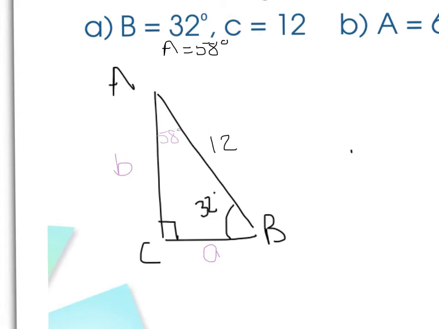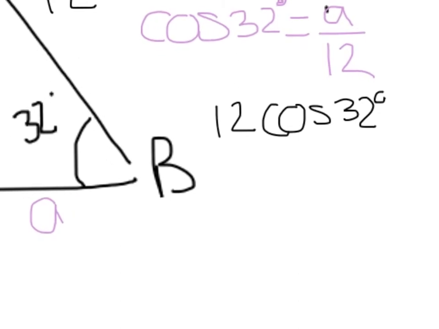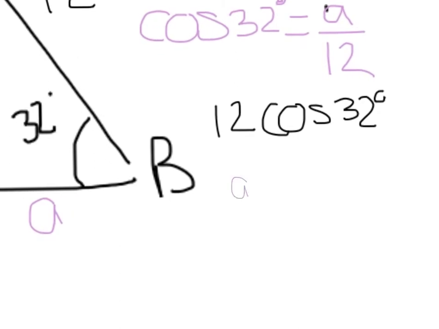Let's start with cosine, and we'll use angle B, which is 32 degrees. So cosine of 32 degrees equals adjacent over hypotenuse. Notice that we're in degree form, and now we need to use our calculator, multiply both sides by 12. 12 cosine 32 degrees, put that into your calculator, and we get a. After we put that in our calculator, let's round our answers to 2 decimal places. And we get a is approximately 10.18.